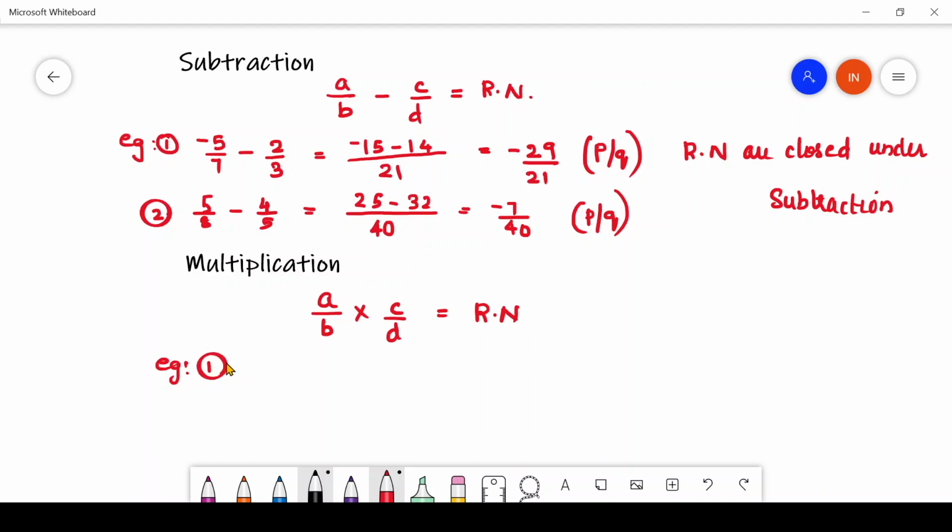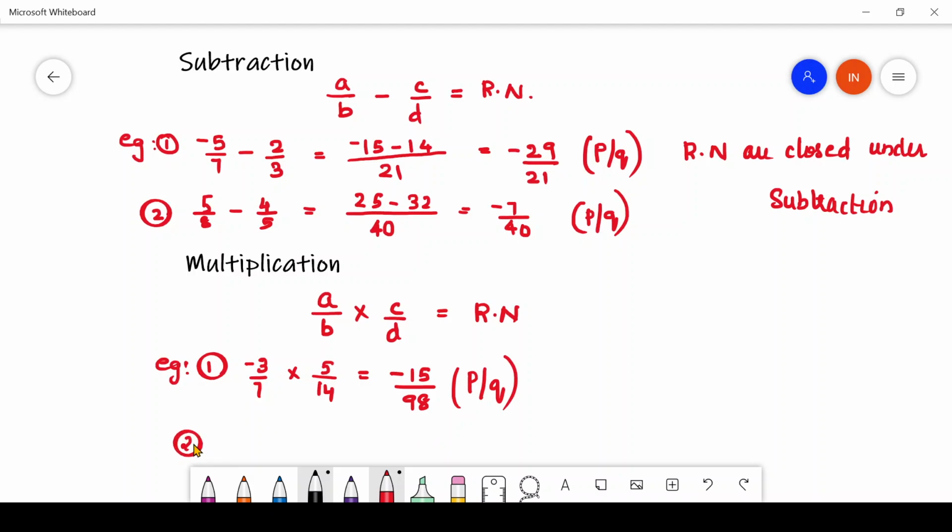So I'm taking an example of negative 3 by 7 multiplied with 5 by 14. So you can see here we cannot cancel anything. So we are going to multiply the numerator, that is negative 15, and with the denominator you will get 98. So here it's of the form p by q. You can check it and see.